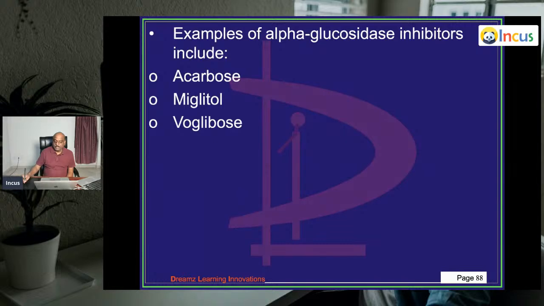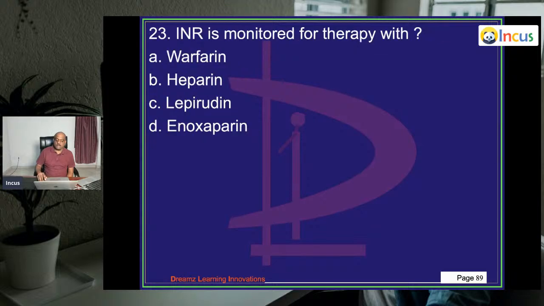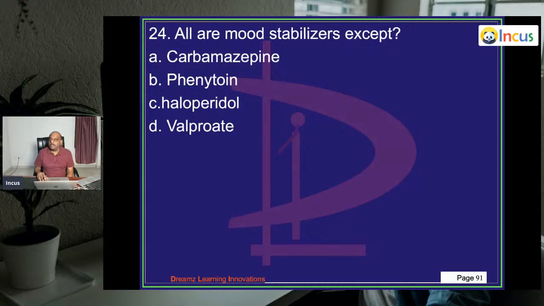Miglitol, acarbose, miglitol, voglibose, they're all alpha glucosidase inhibitors, is what you need to remember. INR is monitored with warfarin therapy.